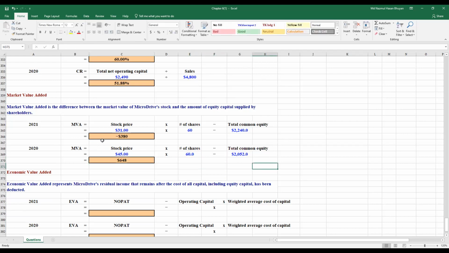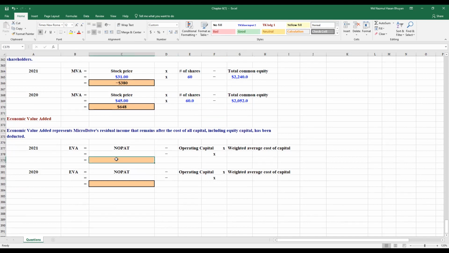All right, so now you can see market value added in the year 2021 is negative 380. That means the company is traded 380 below its total common equity. On the other hand, in the year 2020, the company was traded 648 above its book value of total common equity. And you always want to see your company traded above the book value of total common equity.